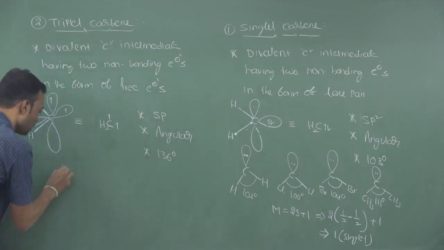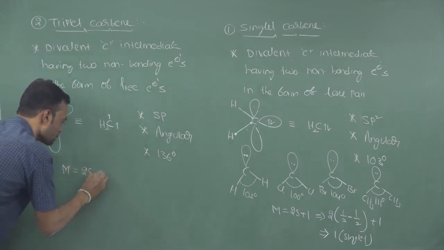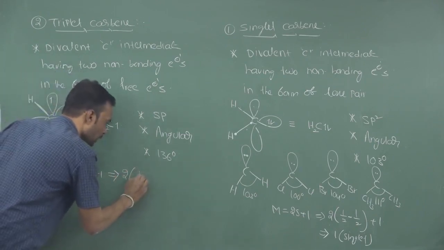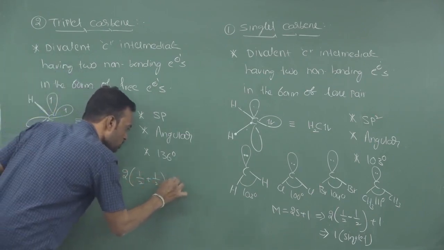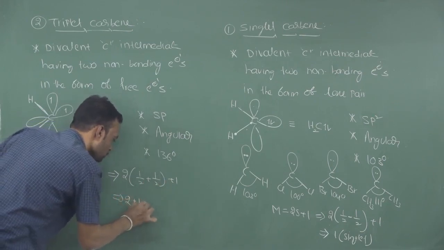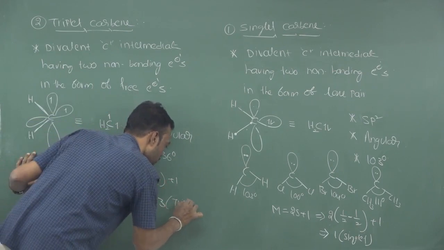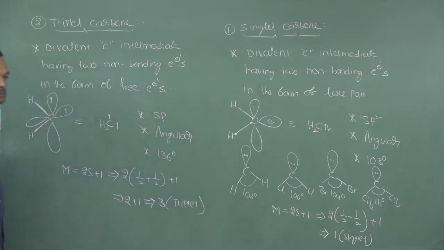Okay. Now if you apply multiplicity, multiplicity is equal to 2S plus 1. Now are the 2 electrons with the same spin or not? 2 into plus half, plus 1, and finally 2 plus 1, finally this is 3. That's why we are saying it is a triplet. This is triplet.